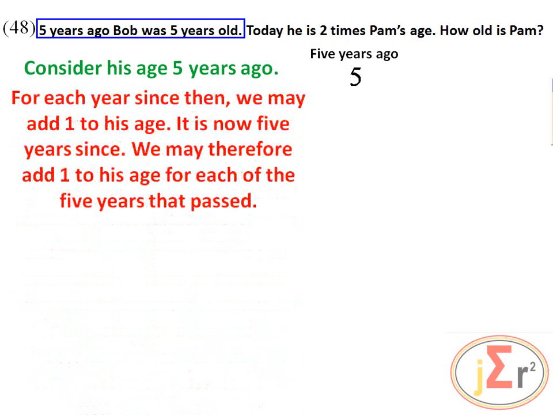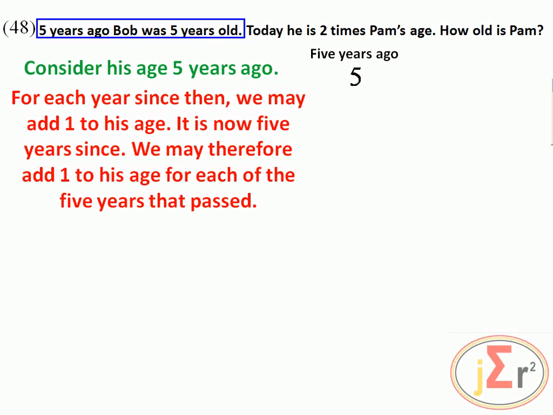5 years ago, he was 5. For each year since then, we may add 1 to his age. Do not forget that it is 5 years ago that he was 5 years old. So for each year since then, we may add 1 to his age. It is now 5 years since. So that is his age 5 years ago.